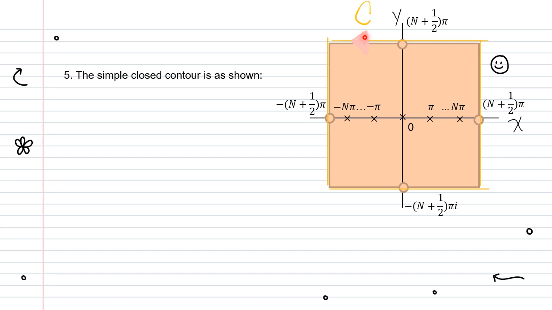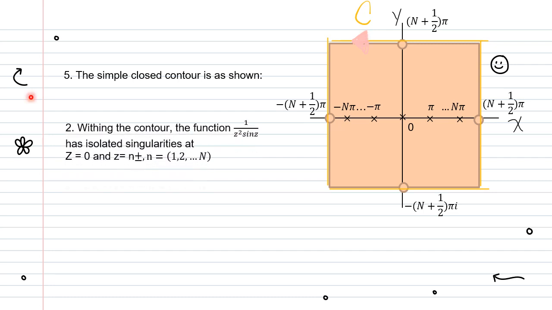So then we see that with this contour we also have this function that has isolated singularities. Over here we can see them. These are specific poles, but there's a pole at 0, at pi, and negative pi, and at these points too.